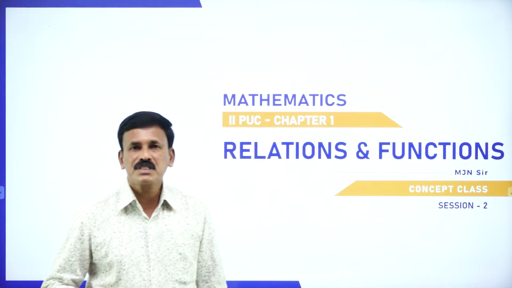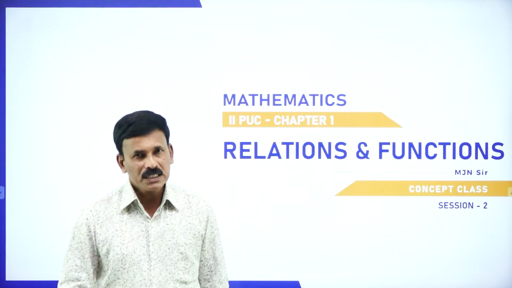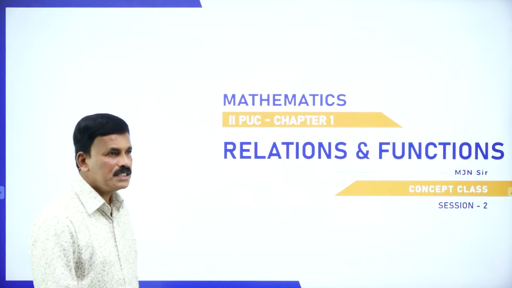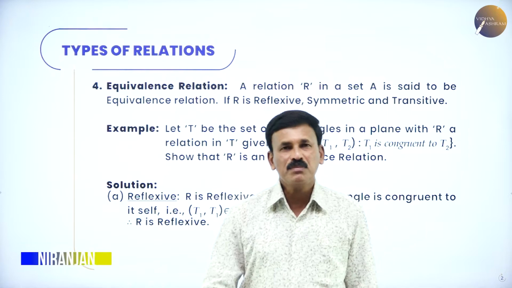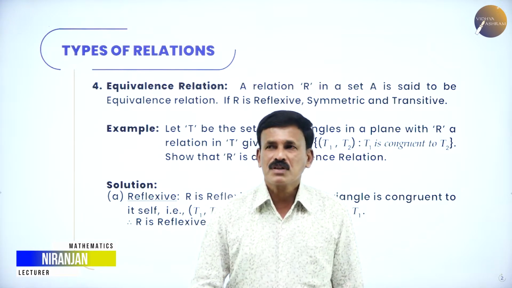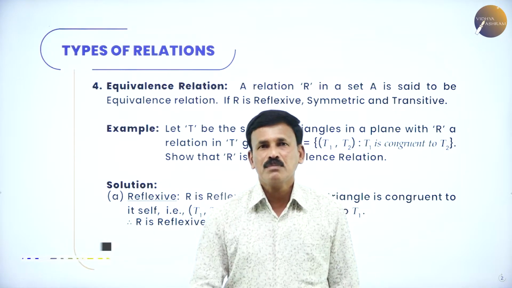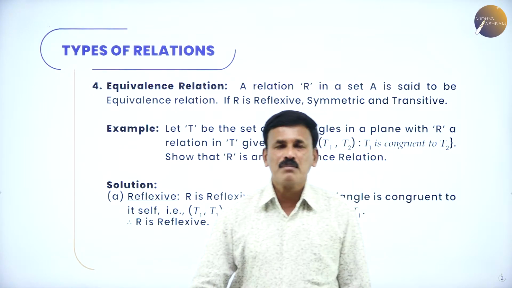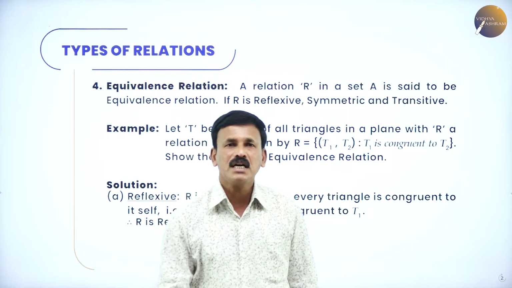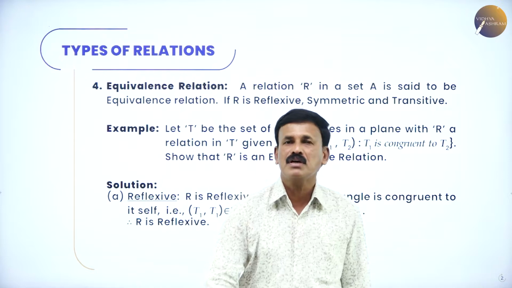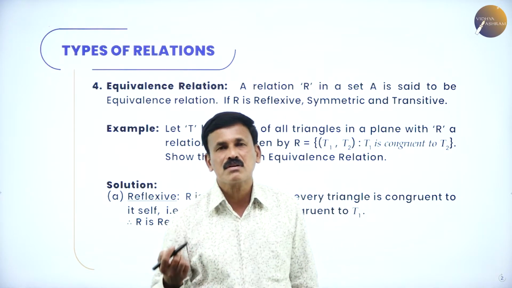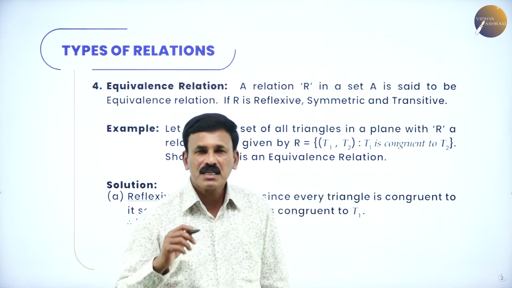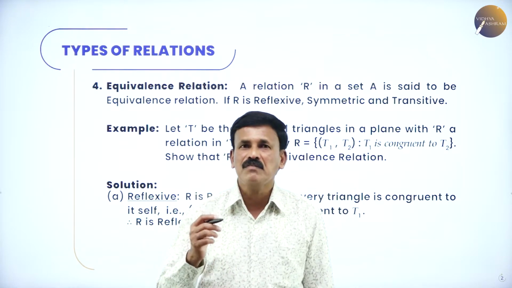Now in the last class we discussed reflexive relation, symmetric relation and transitive relation. A relation R on set A is said to be reflexive if (a, a) belongs to R. Symmetric means for all a, b belonging to the set A, (a, b) belongs to R implies (b, a) also belongs to R. If for all a, b, c belonging to the set A, (a, b) belongs to R and (b, c) belongs to R implies (a, c) belongs to R, then it is called transitive. If all these three conditions are satisfied, then the relation is called an equivalence relation.